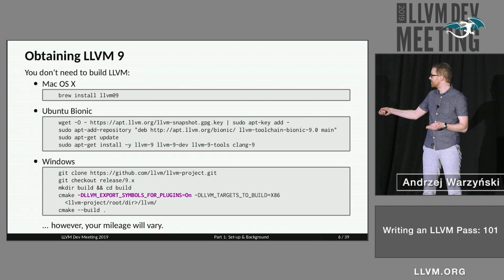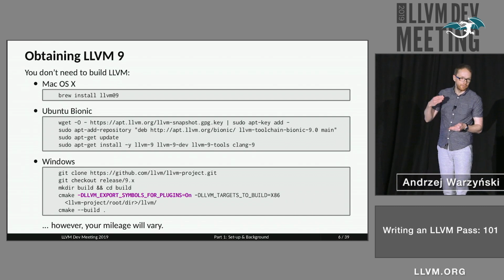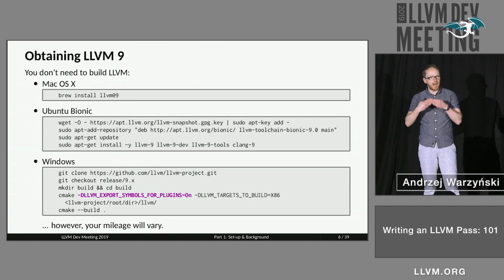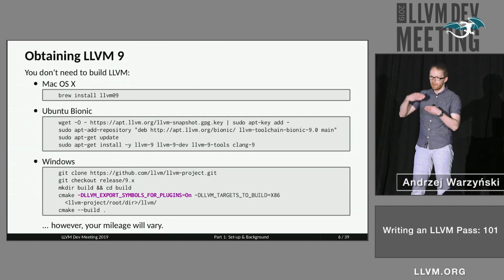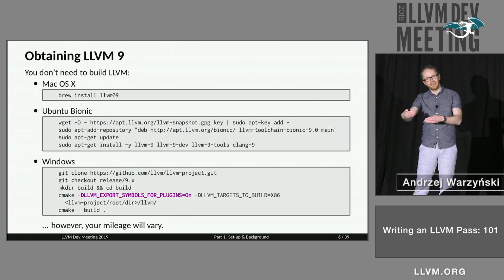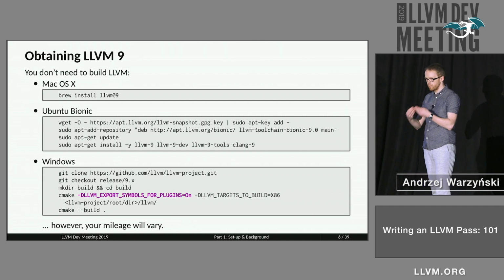You have to use this CMake flag when building, which is specifically for building plugins on Windows. And we are building plugins because basically we are writing passes, we'll be building shared objects based on them, and those are our plugins that we will be loading dynamically. That's what we want to do.